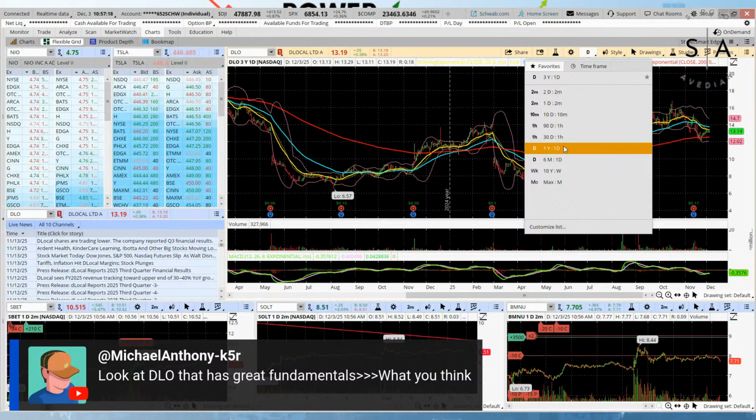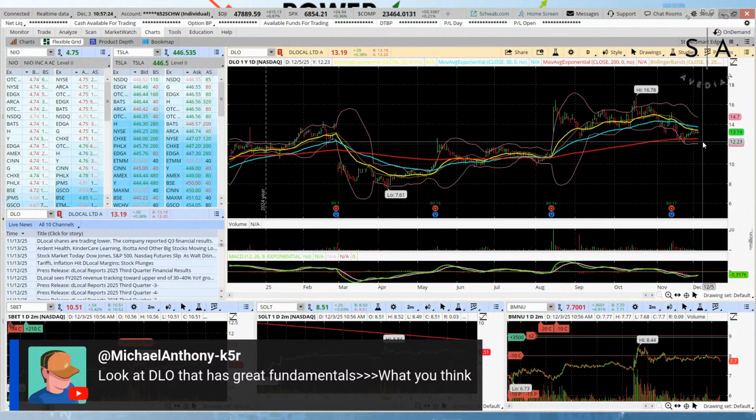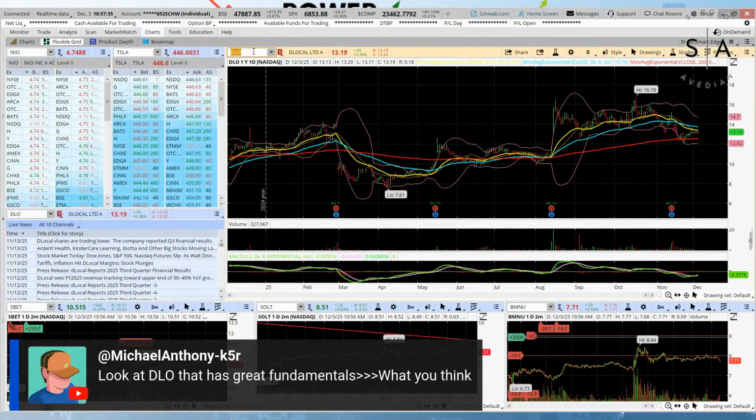I don't know. I mean, it looks okay. It's into support. If you're going to buy it, this is where you need to buy it, right about the 12 range. And I mean, it's a low risk trade here. I'm not sure if this is a buy and hold generational kind of a situation. I don't know the company, so that's all I can say. But technically, it looks okay.